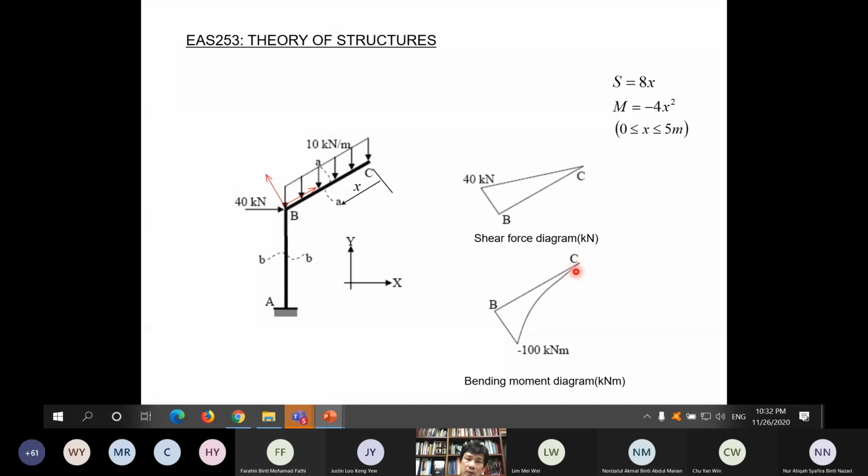Increasing positively means like this. You know, these are positive slope, positive slope, positive slope, corresponding to positive shear force increasing from 0 until 40. That's why it has to curve like this. Or you look at the sign: the coefficient here is -4, so negative, it should curve in this way. So that completes this part only, not yet finished.